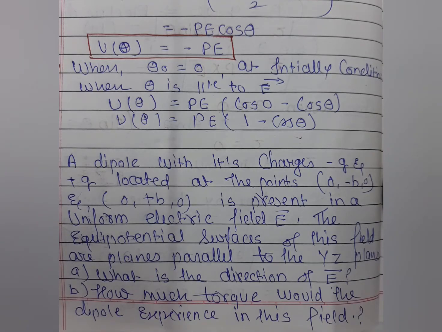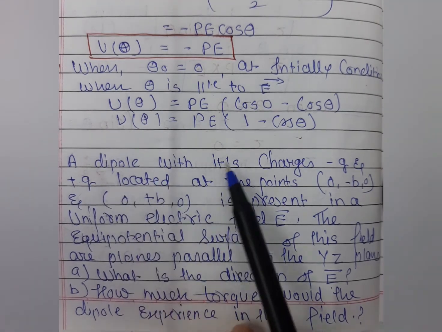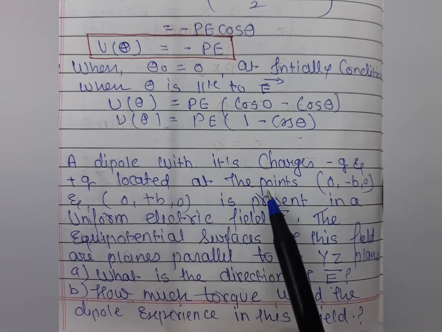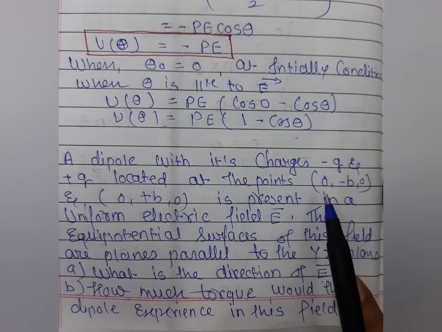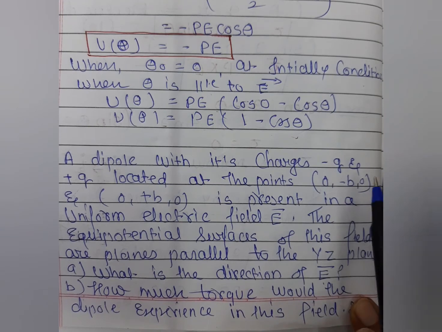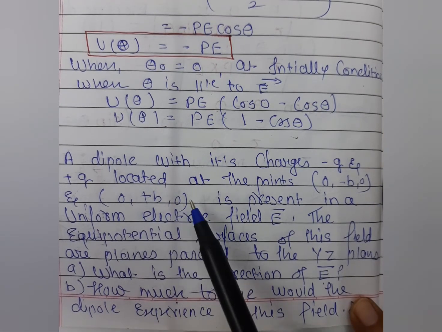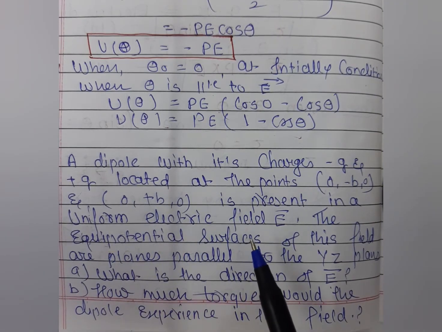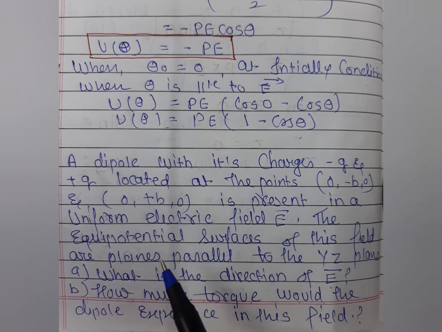So students, let us see a numerical based on this concept. A dipole with charges minus Q and plus Q is located at the points (0, minus B, 0) and (0, plus B, 0). It is present in a uniform electric field, and the equipotential surfaces of the field are planes parallel to the YZ plane. So here we have to find the direction of the electric field and how much torque the dipole would experience in the electric field.